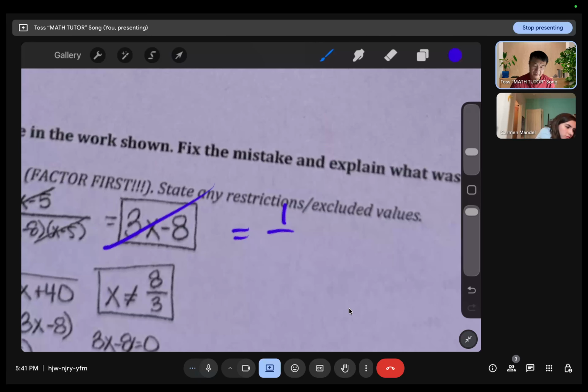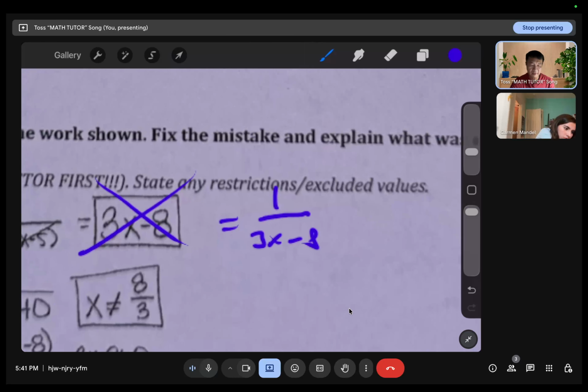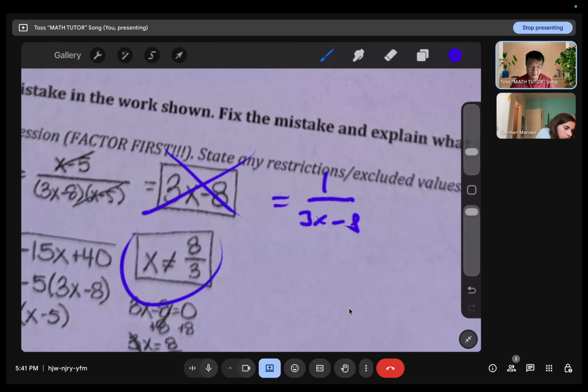You got to rewrite. So that's wrong, then you rewrite it. Everyone will say this differently. You can say however you want. Just go on your own there. Just say that, hey, it's not 3x minus 8. It's 1 over 3x minus 8. The restriction is right. Like you continue here. The restriction.